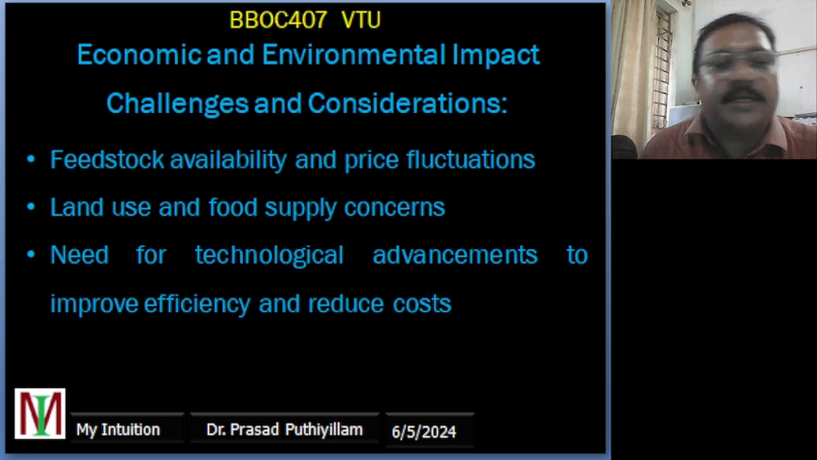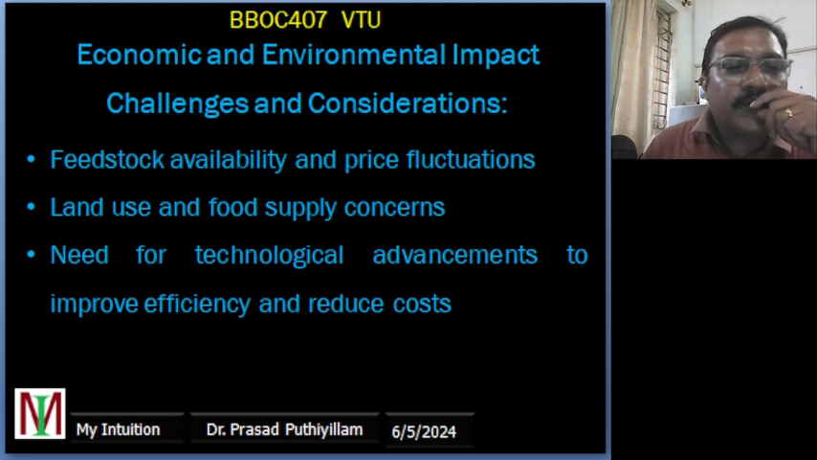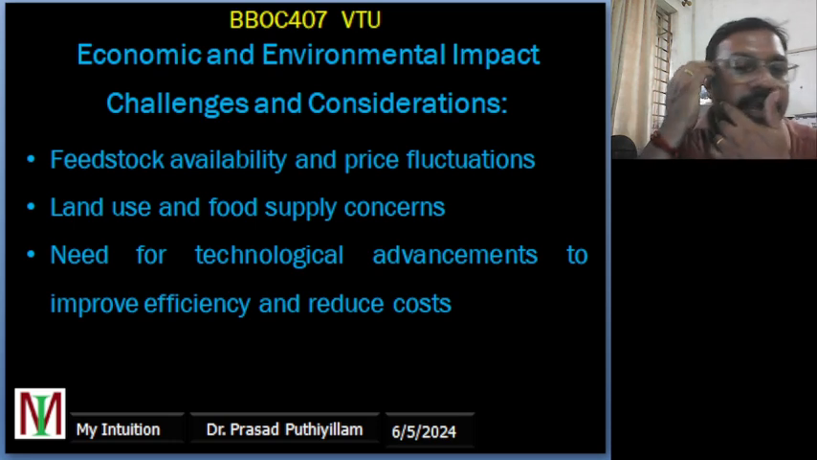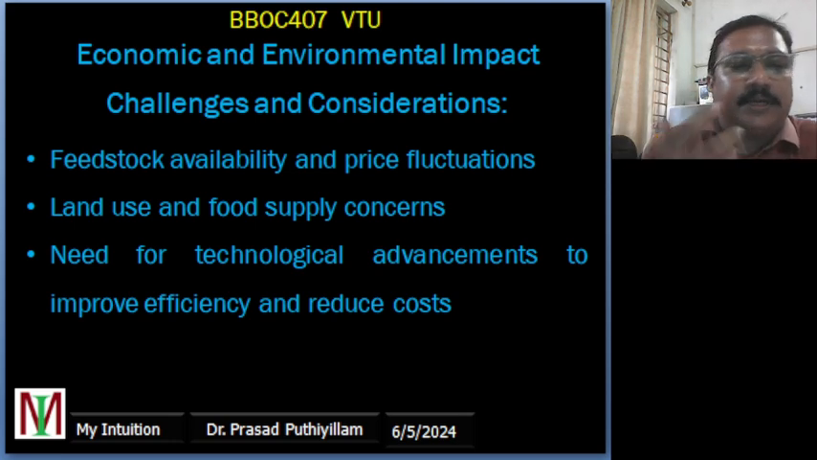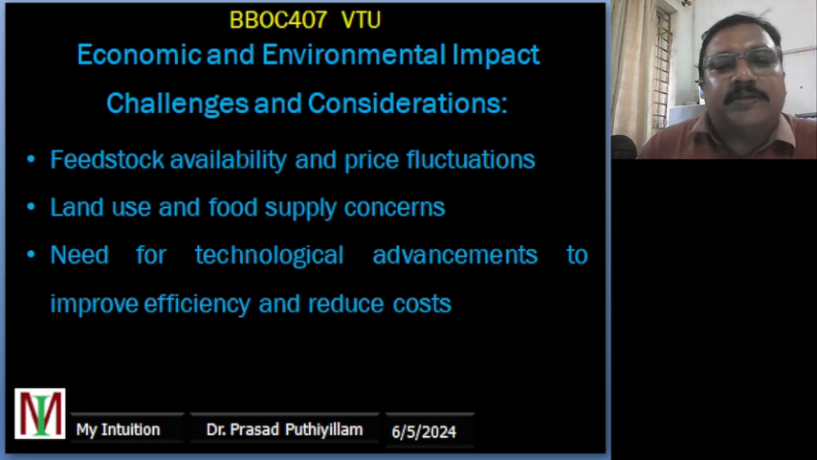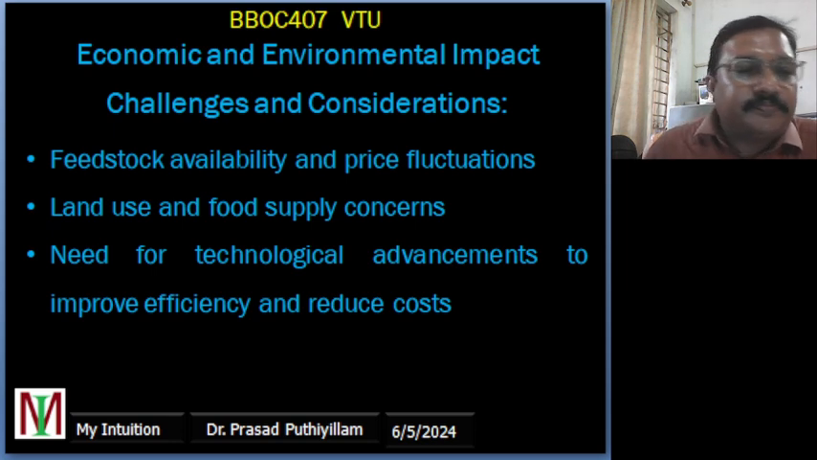Then comes the challenges and considerations. Feedstock availability is one of the main challenges. It fluctuates, which affects the production and the cost, as well as the feasibility. The land use and the food supply: the use of edible oils for industrial purposes raises concern about land use as well as food security. Then technological advancements: continuous research and development are very crucial to improve the efficiency, to reduce the cost, and as well as enhance the environmental benefits of lipid-based products.